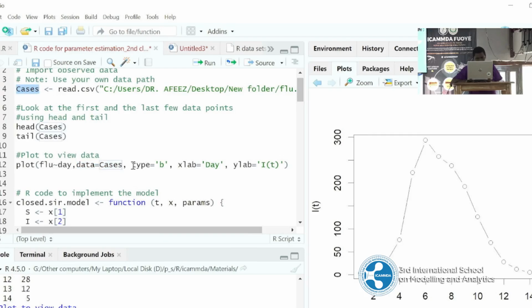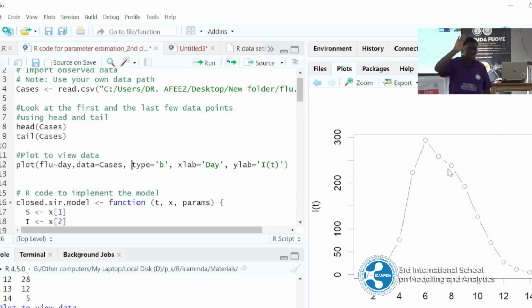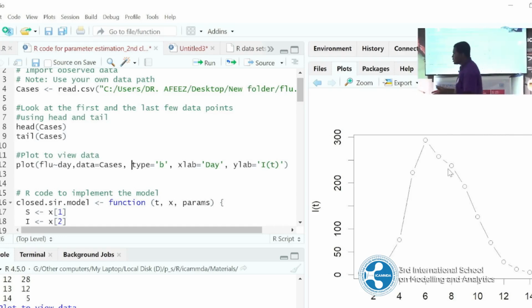And then what type? I want both line and point and circle. And then I want x to be labeled day and y to be labeled I of t. And so I have these plots. So please, how many of us got these plots? Okay, good. So that is the data, right?